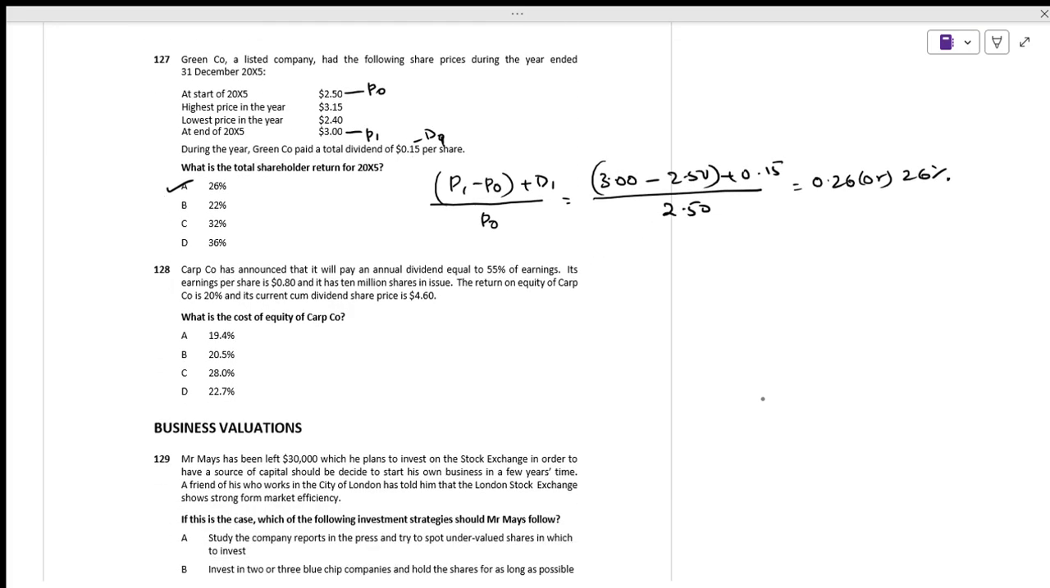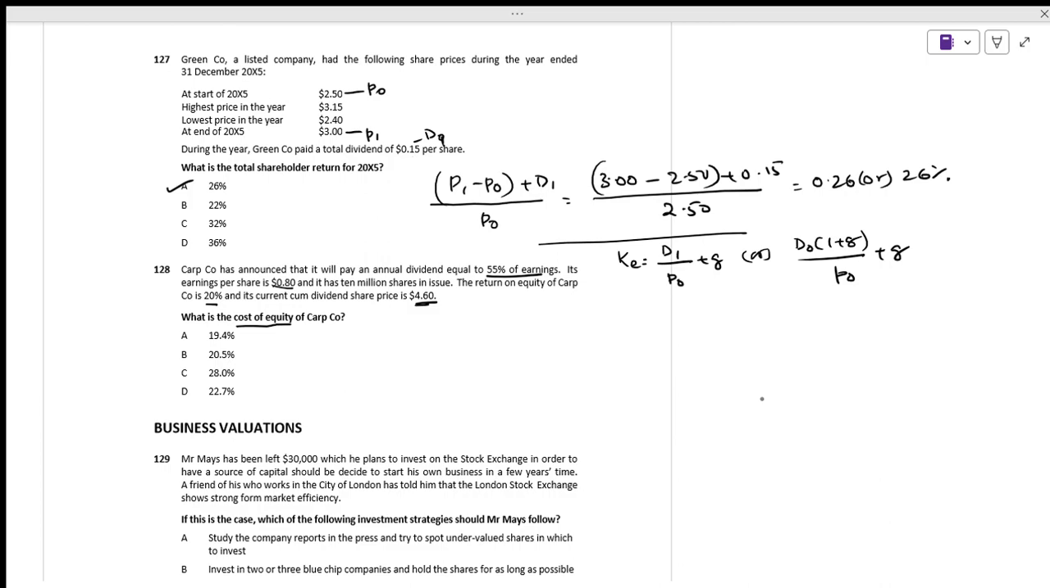CRAP has announced that it will pay an annual dividend equal to 55% of the earnings. Its earnings per share is 80, and it has 10 million shares in issue. The return on equity is 20%, and the current cum dividend price is 4.6. What is the cost of equity? What is the cost of equity formula? Cost of equity is D1 by P0 plus g, or D0 times 1 plus g divided by P0, plus g.